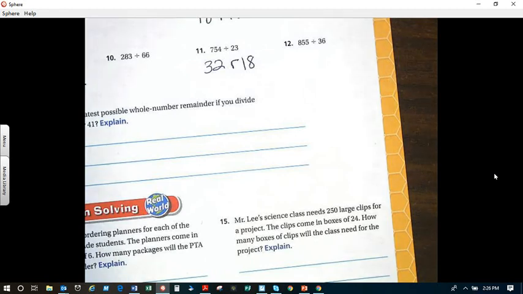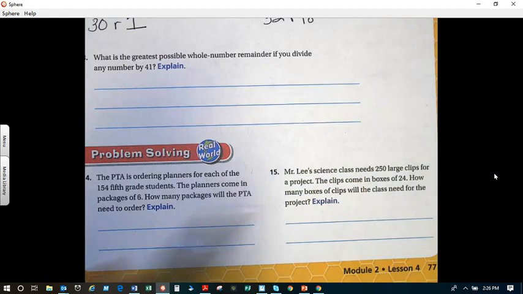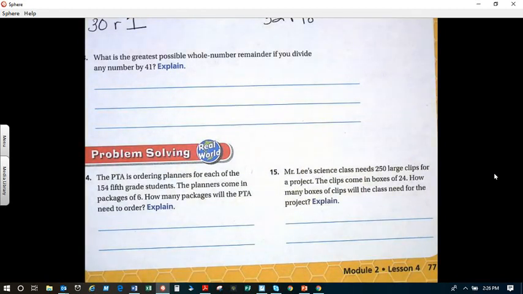So now let's look at problem number 13. It says, what is the greatest possible whole number remainder if you had to divide any number by 41? So the greatest possible remainder is 40 because any whole number greater than 40 will be divided evenly again by 41.